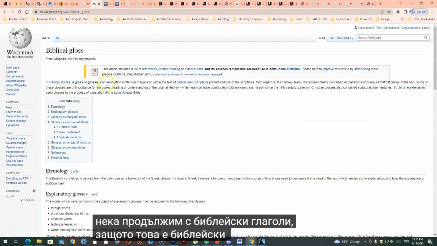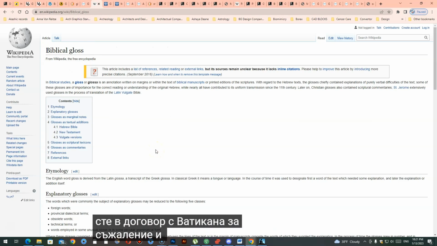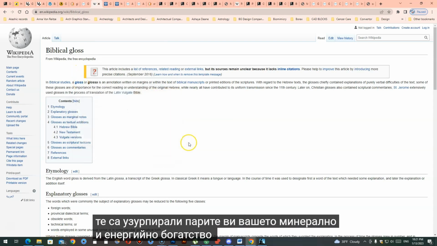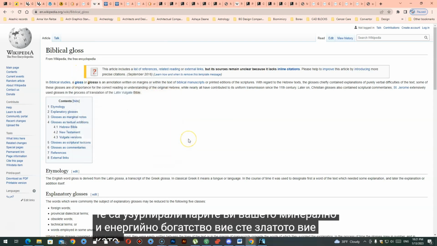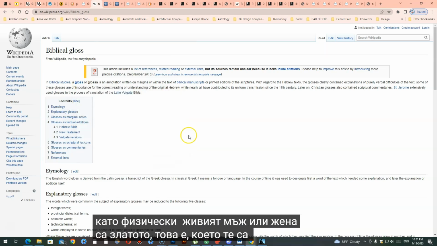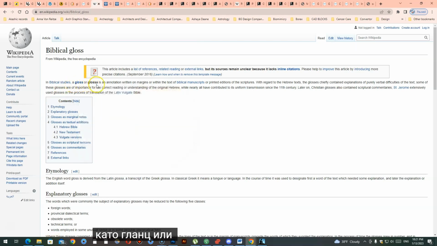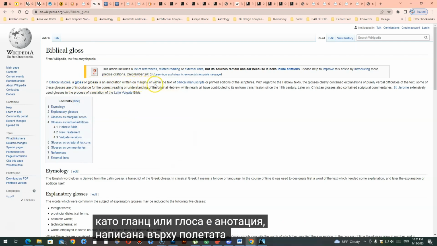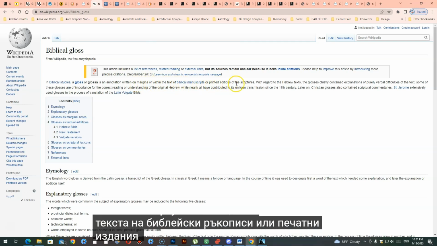Because this is a biblical contract, you are in a contract with the Vatican, unfortunately, and they are the serpent. They've usurped your money, your mineral and energy wealth. You are the gold. You, as the physical living man or woman, are the gold. That's what they're after. A gloss or glossa is an annotation written on the margins or within the text of biblical manuscripts or printed editions of the scriptures.